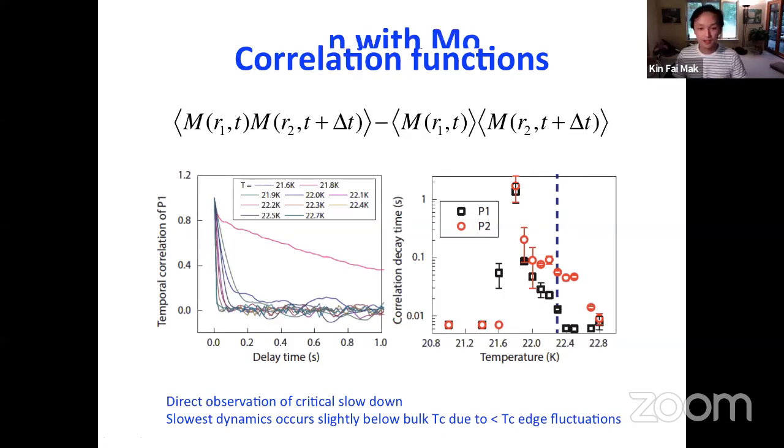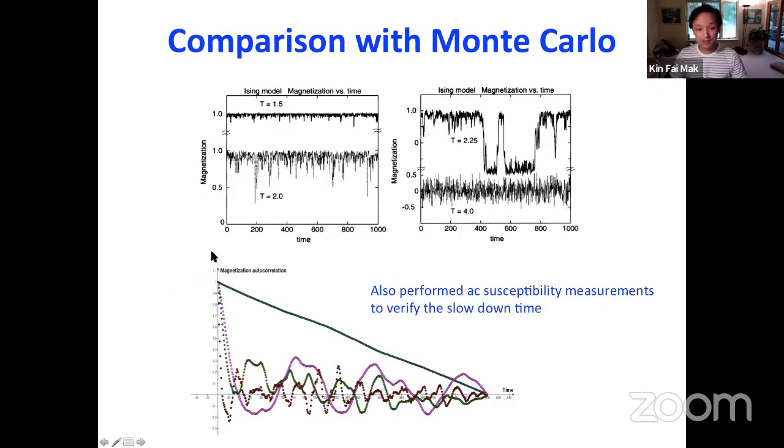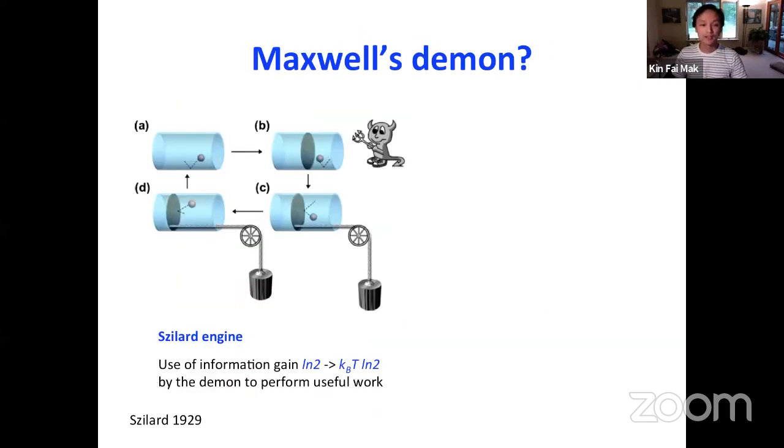Okay, so we can compare with the Monte Carlo simulation. Actually, the time traces of the magnetization are very similar to the observation. You can also calculate the correlation function using these Monte Carlo results, and you obtain a correlation function that is very similar to what we obtained in our experiment. Okay, and I will skip that.